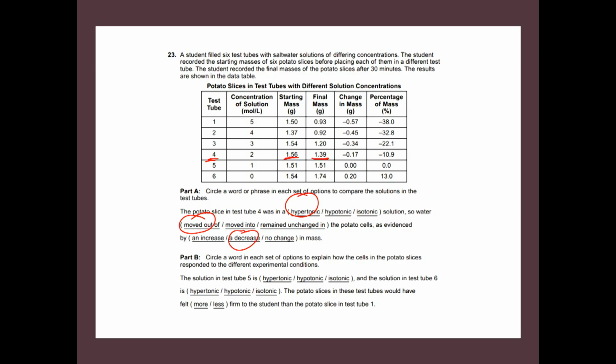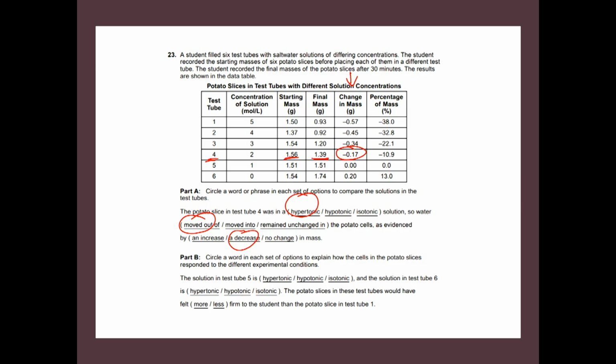What's going on here is that we lost mass. You can look at this column right here. We lost 0.17 grams, okay? What is going on here is that if you're in a hypertonic solution, you lose mass to the surrounding area. And so that's how we knew that it was a hypertonic solution. It was because it lost mass there, okay? So let's go to part B here.